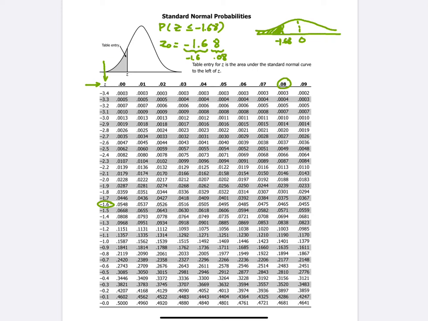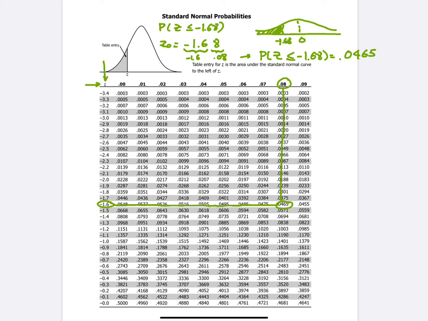Okay? So if you trace it to here, then the probability that we want to look for is that value, which is 0.0465. And so we conclude that the probability that z is less than or equal to negative 1.68 is 0.0465.